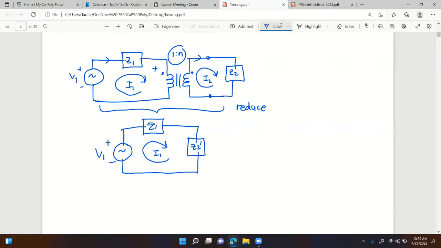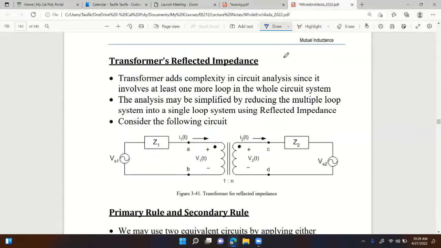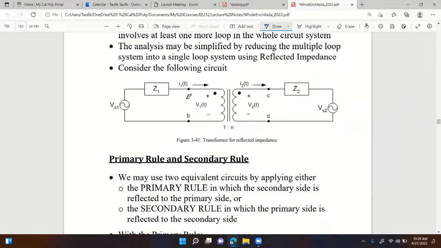So then, is it possible to reduce from two loops to a single loop or a transformer circuit? The answer is yes, by applying the reflected impedance method. So from two loops, such as this one, similar to what I drew, except this one has the second voltage source, we basically reduce this to a single loop circuit.